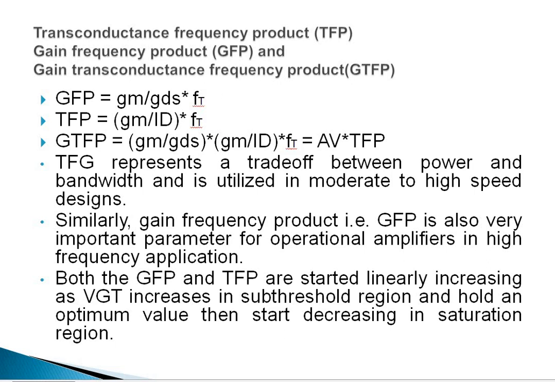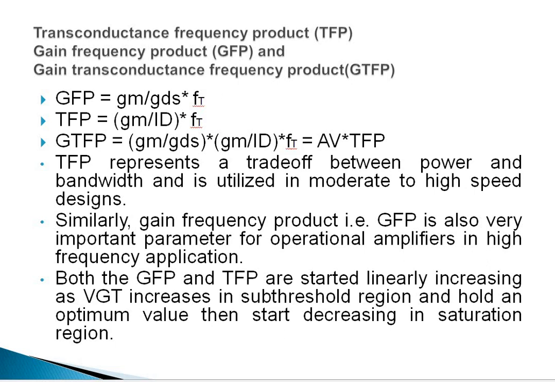Next is the RF parameters: transconductance frequency product, gain frequency product, and gain transconductance frequency product. First, gain frequency product is equal to GM divided by GDS times cutoff frequency. Transconductance frequency product is equal to GM divided by ID, the drain current, times cutoff frequency. Next, gain transconductance frequency product is equal to GM divided by GDS times GM divided by ID times FT. It is equal to intrinsic gain times transconductance frequency product.